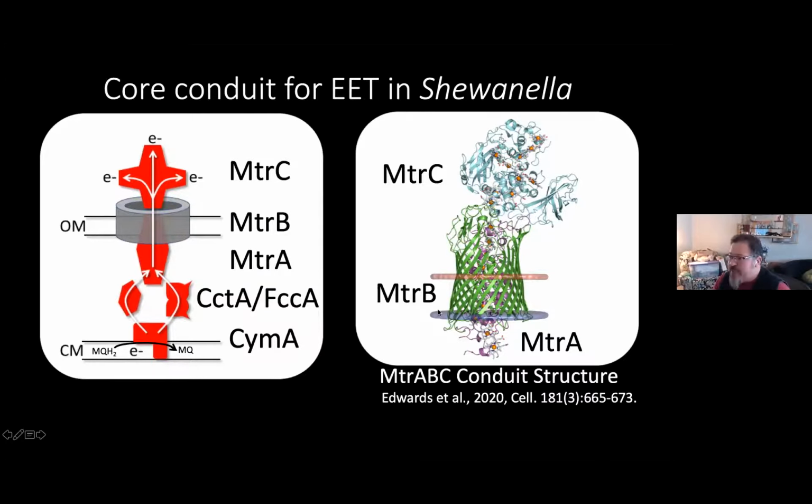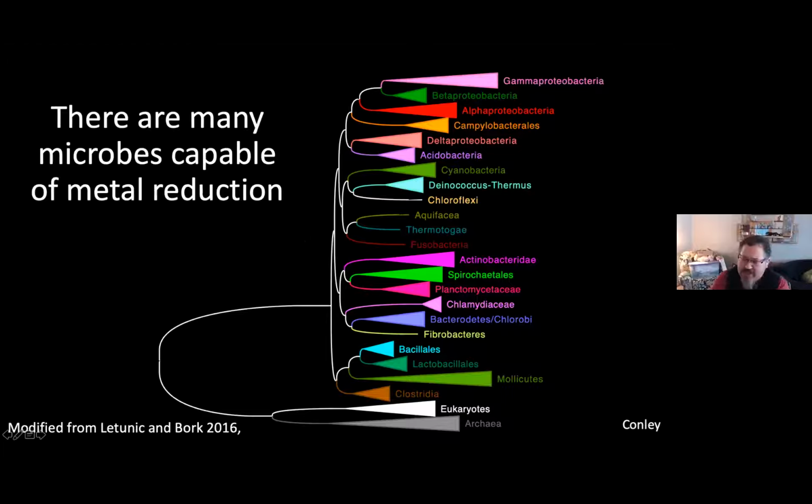Okay. So there are lots and lots of microbes that have been reported to be capable of metal reduction. This is just a partial tree of the microbial world. And just to orient you a little bit, Shewanella falls here in the gamma proteobacteria. The other one that people study is called Geobacter, and this one is down here in the delta proteobacteria.